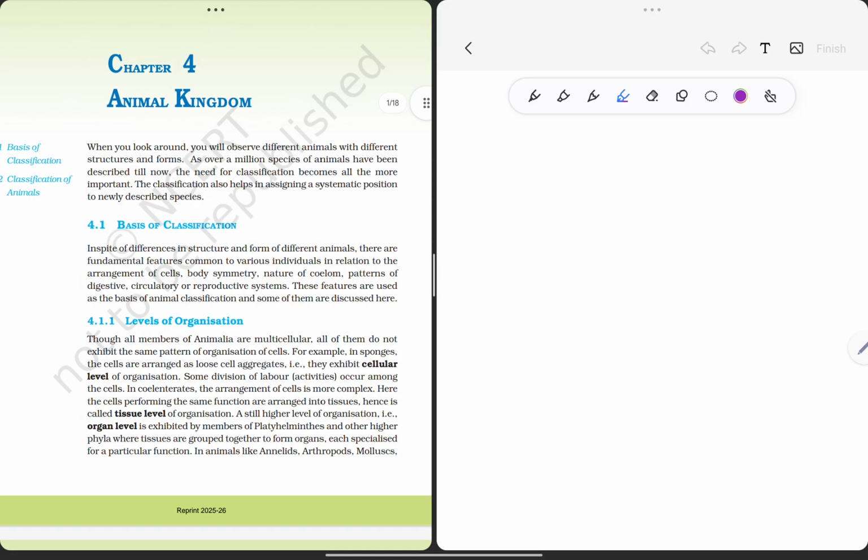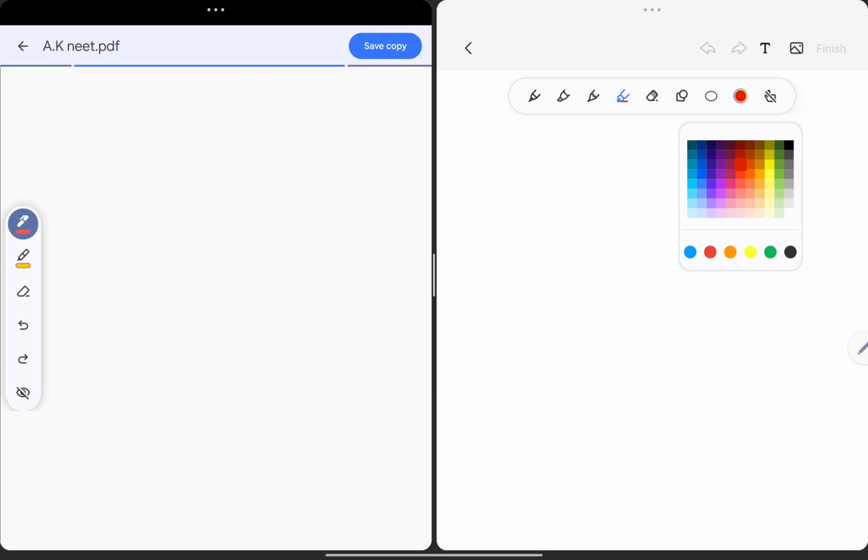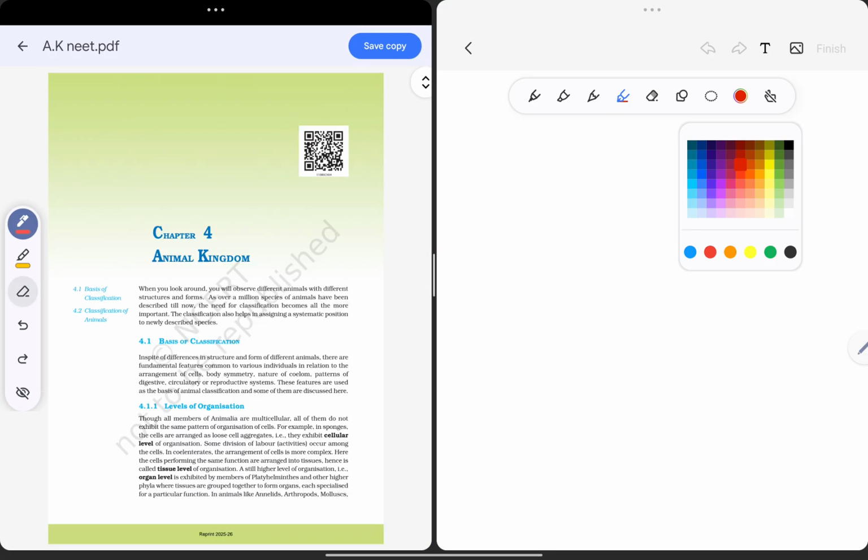So every line will be taught by me and I'll explain each and every line, and there's nothing to worry about. So let's go. Animal kingdom. First I'm going to explain the non-chordates.